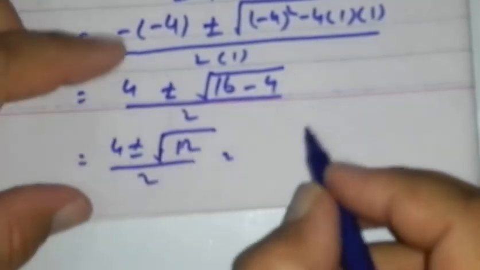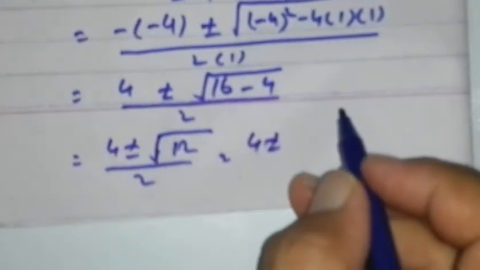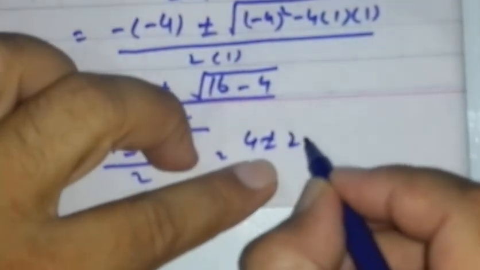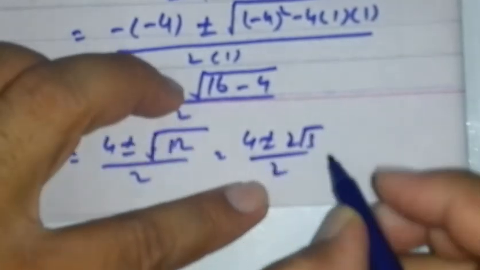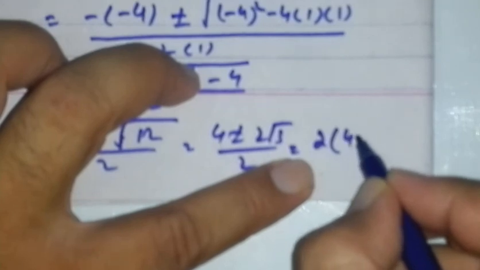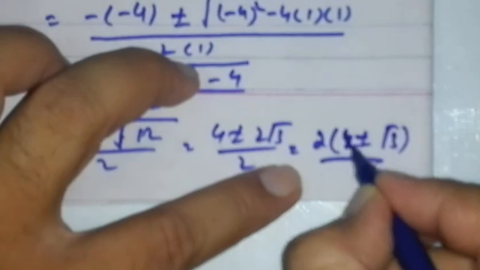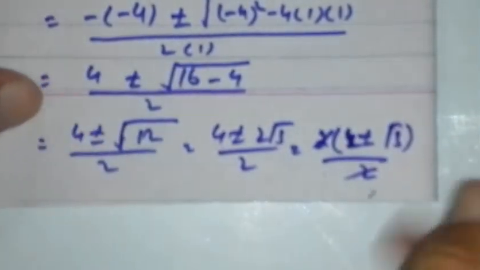Take 4 plus minus this 12 under root can be written as 2 under the root 3 divided by 2. Take 2 common, so here remains 2 plus minus under the root 3 divided by 2. These 2 cancel with these 2. The answer is, the other 2 roots are x equals to 2 plus minus under root 3 are the other 2 roots.